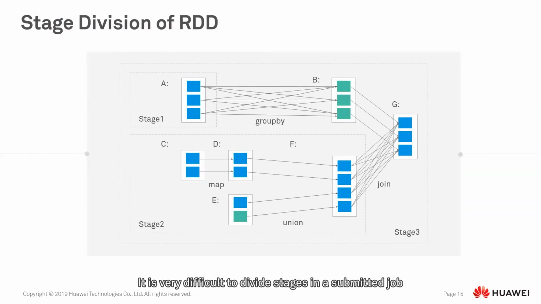It's very difficult to divide stages in a submitted job due to complex RDD dependencies. In this case, Spark uses narrow dependencies and wide dependencies that are mentioned before. Spark Scheduler reversely traverses the whole dependency chain from the end of the DAG. When a wide dependency is encountered, the dependency chain is broken. When a narrow dependency is encountered, the RDD partition is added to the current stage.